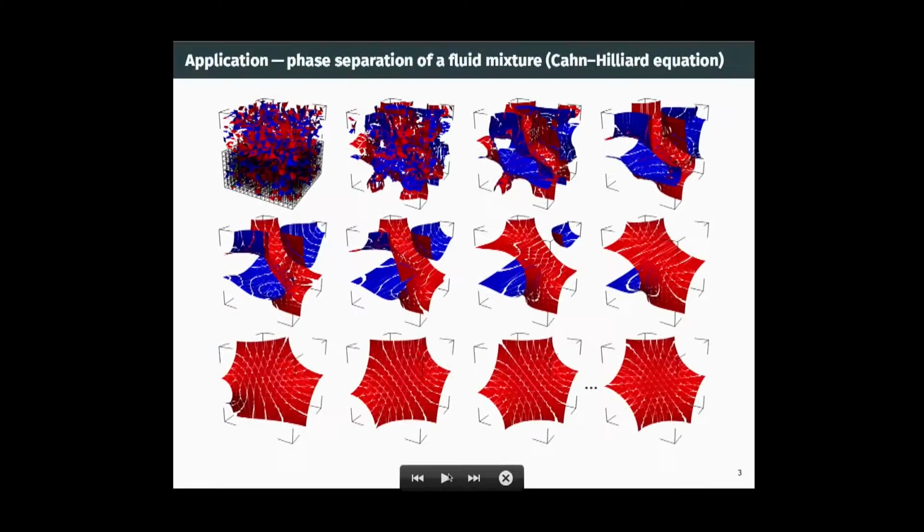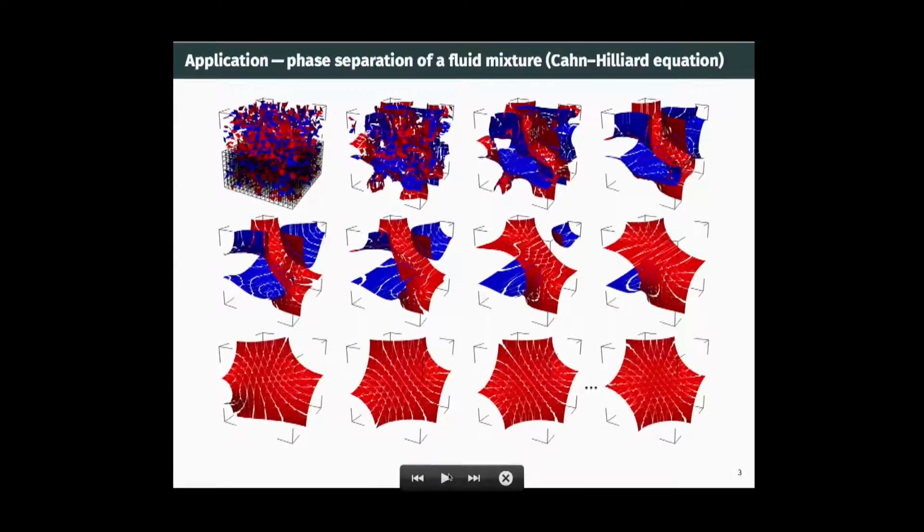So what is our application? We want to simulate the phase separation of a fluid mixture. As you can see here, we start with an initial random distribution of two fluids, red and blue in this case, in our computational domain. What you see here is not actually the fluid, but the interface between the fluids. As time progresses, you can see that these interfaces simplify, and the fluids separate until we reach an energy minimizing final state, where we have only one fluid on either side of this interface.